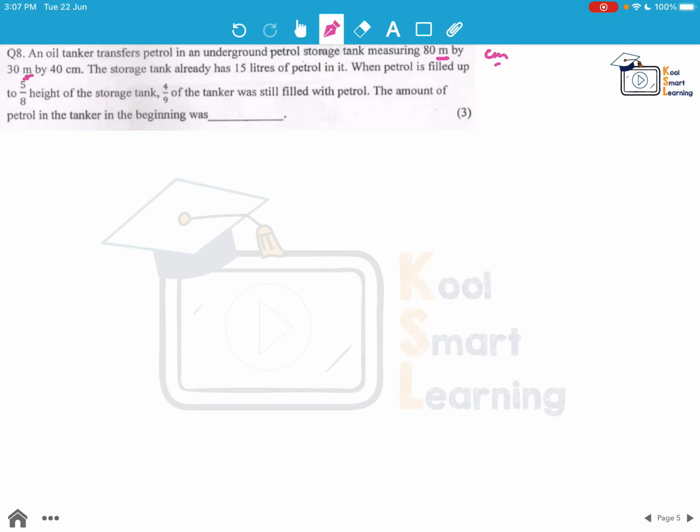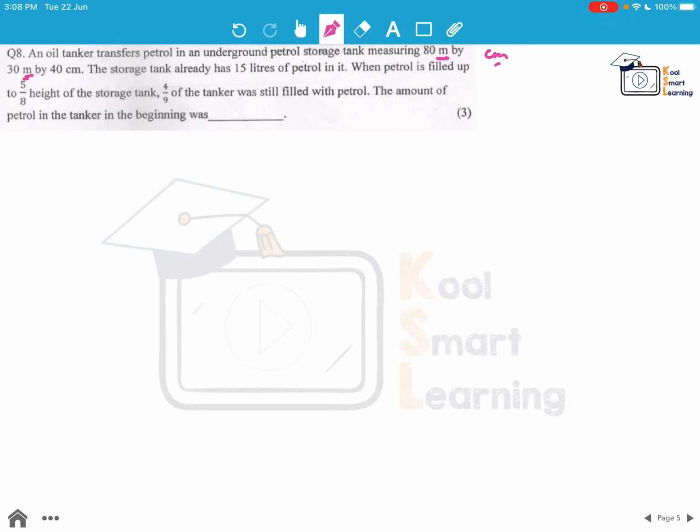The storage tank already has 15 liters of petrol in it. When the petrol is filled to 5/8 height of the storage tank, 4/9 of the tanker was still filled with petrol. The amount of petrol in the tanker in the beginning was?